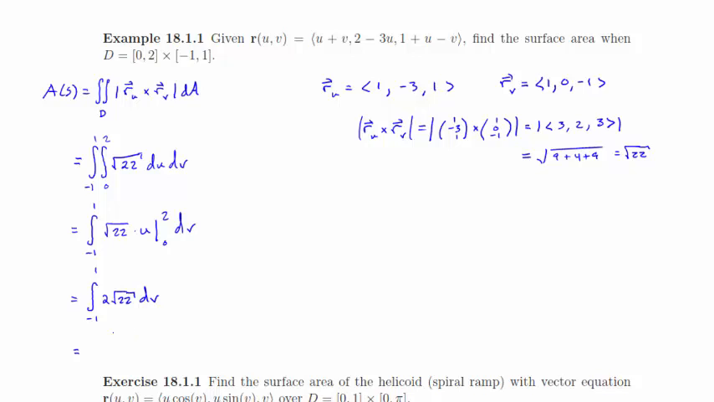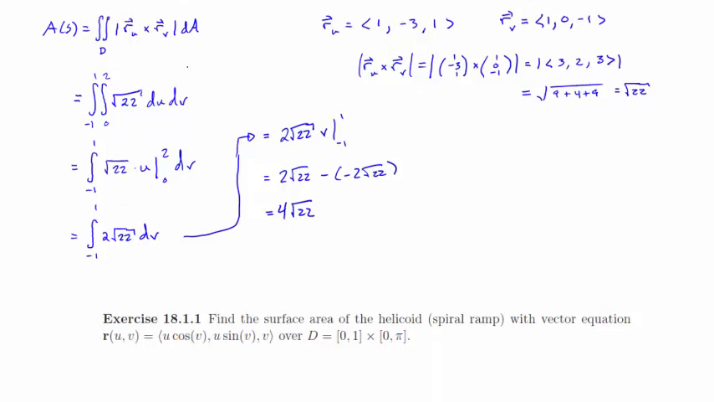This equals 2 square root of 22 times v evaluated from negative 1 to 1. So this is 2 square root of 22 minus negative 2 square root of 22 equals 4 square root of 22. So that should be our surface area for the part of this plane, this is a plane here, over this specific domain. Alright, so let's go ahead and give you guys a chance to do one.